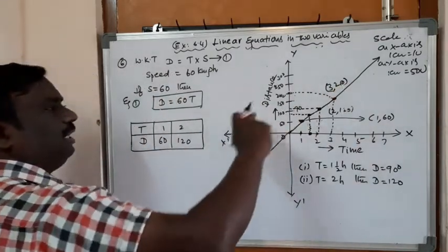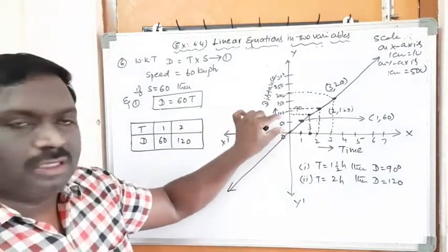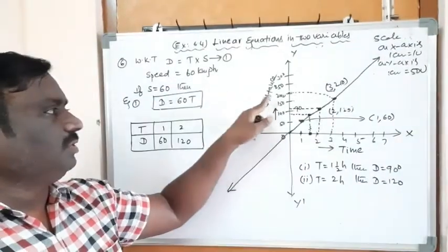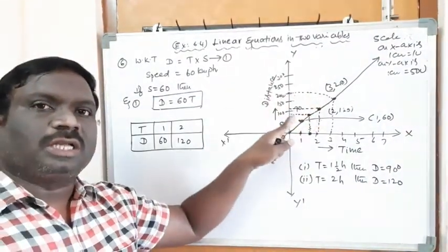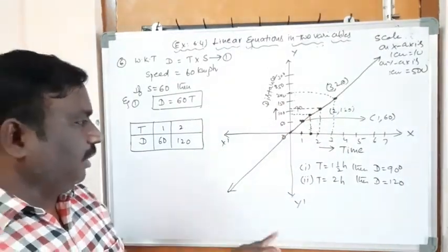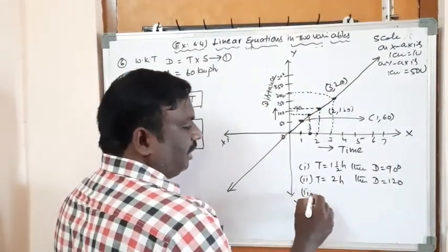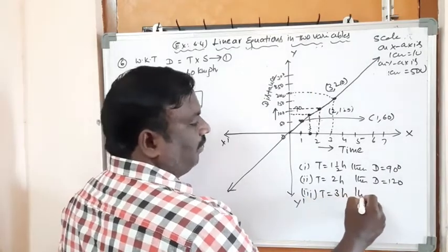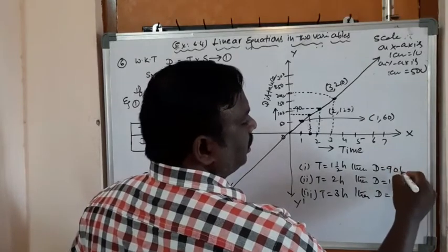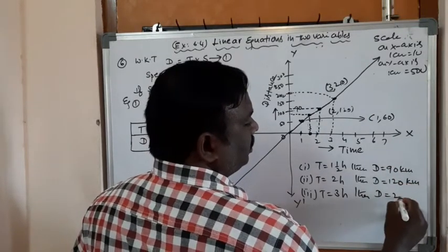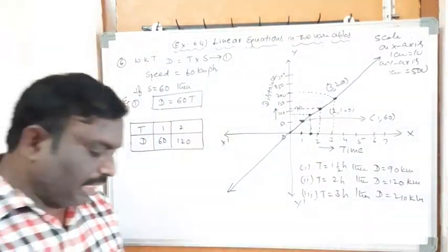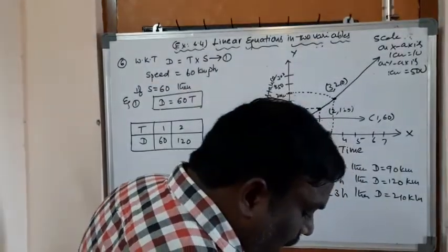These are not equal intervals, and we don't have a scale on the board. That's why I took approximate values, and that's why the line came like that here. If you take the values on the graph properly, definitely it will be a straight line. Like that we need to find the values. So third one: if the time is 3 hours, from the graph only we can find the distance, not degrees, this is the distance in kilometers: 210 kilometers. Okay, like that we have to do the solutions.